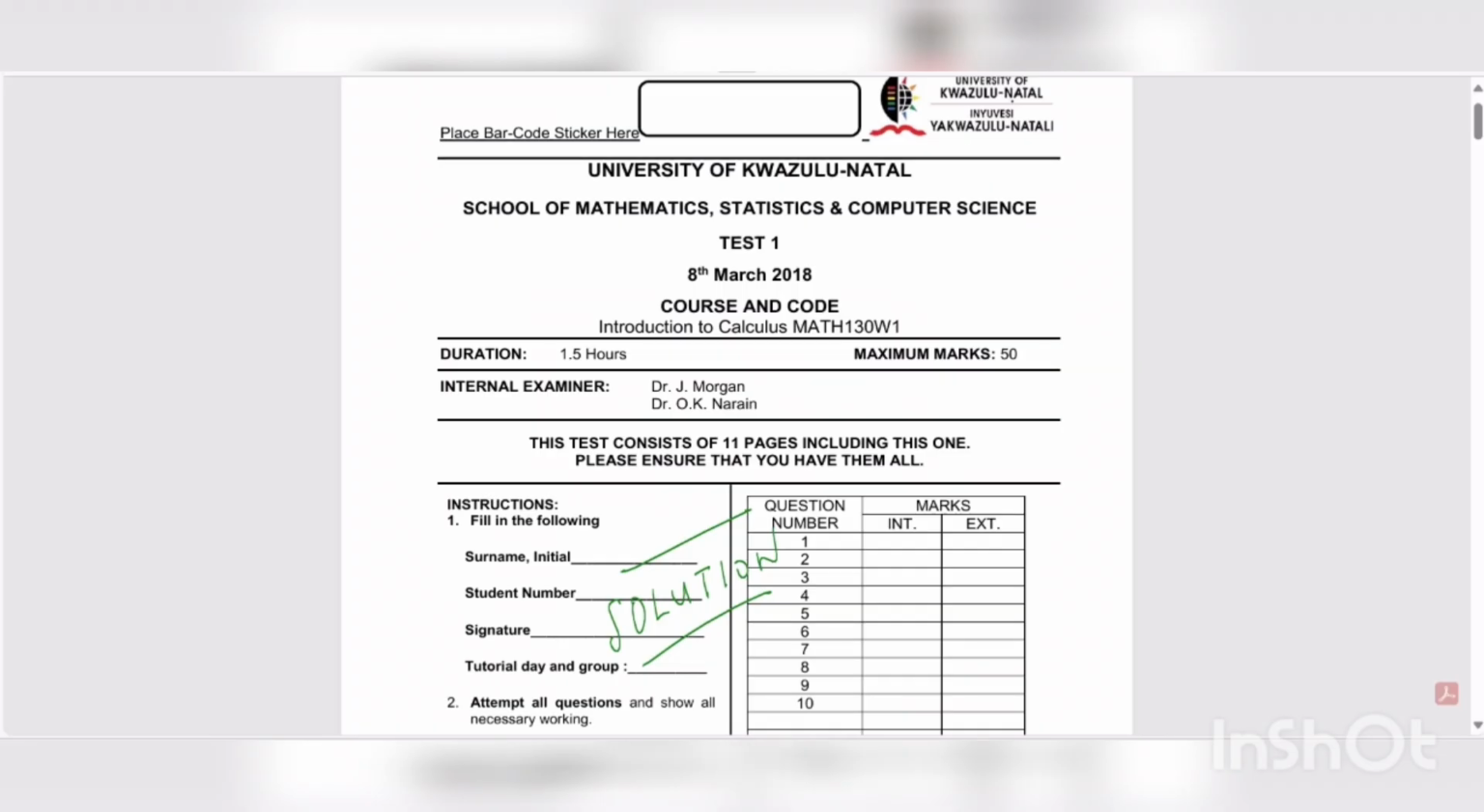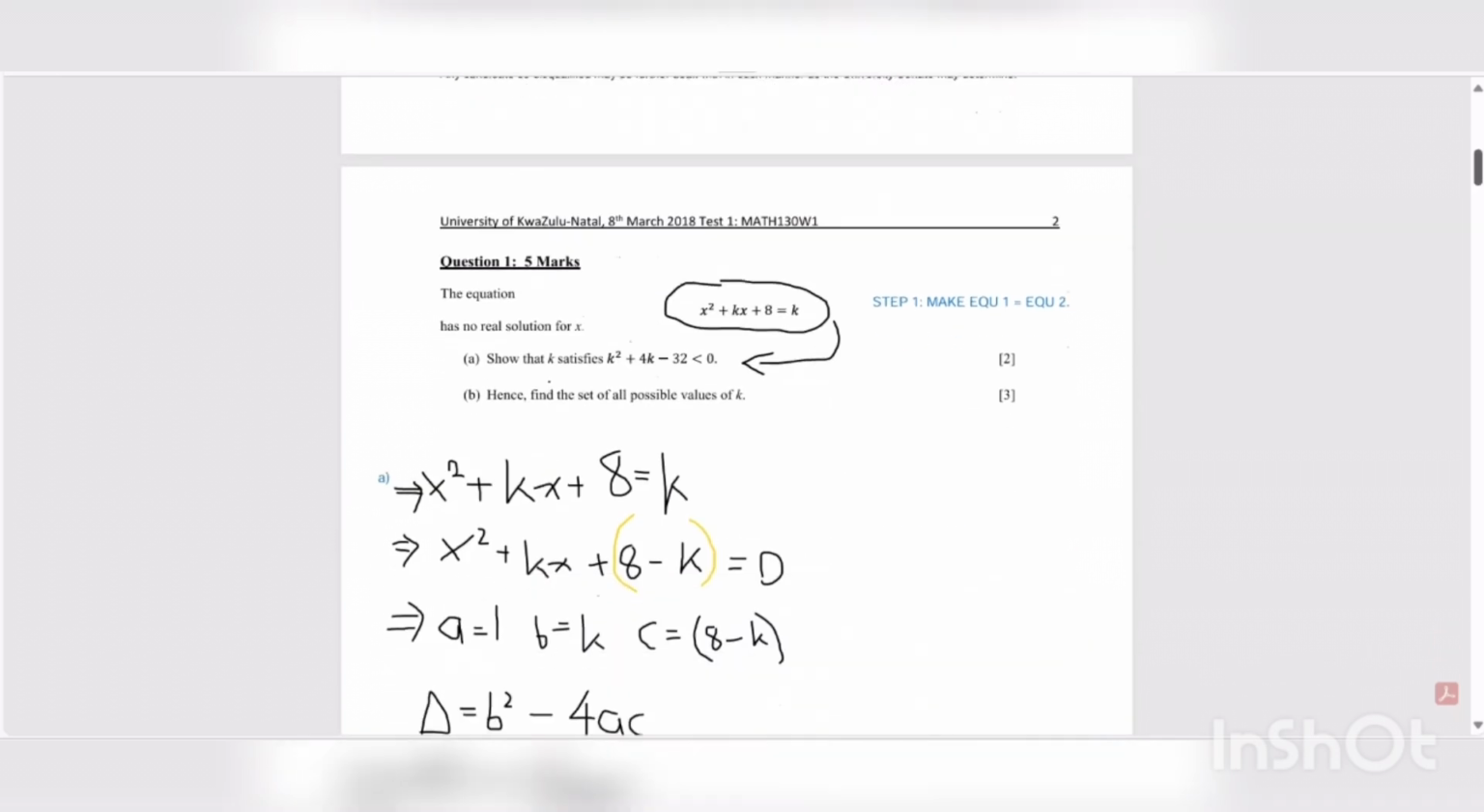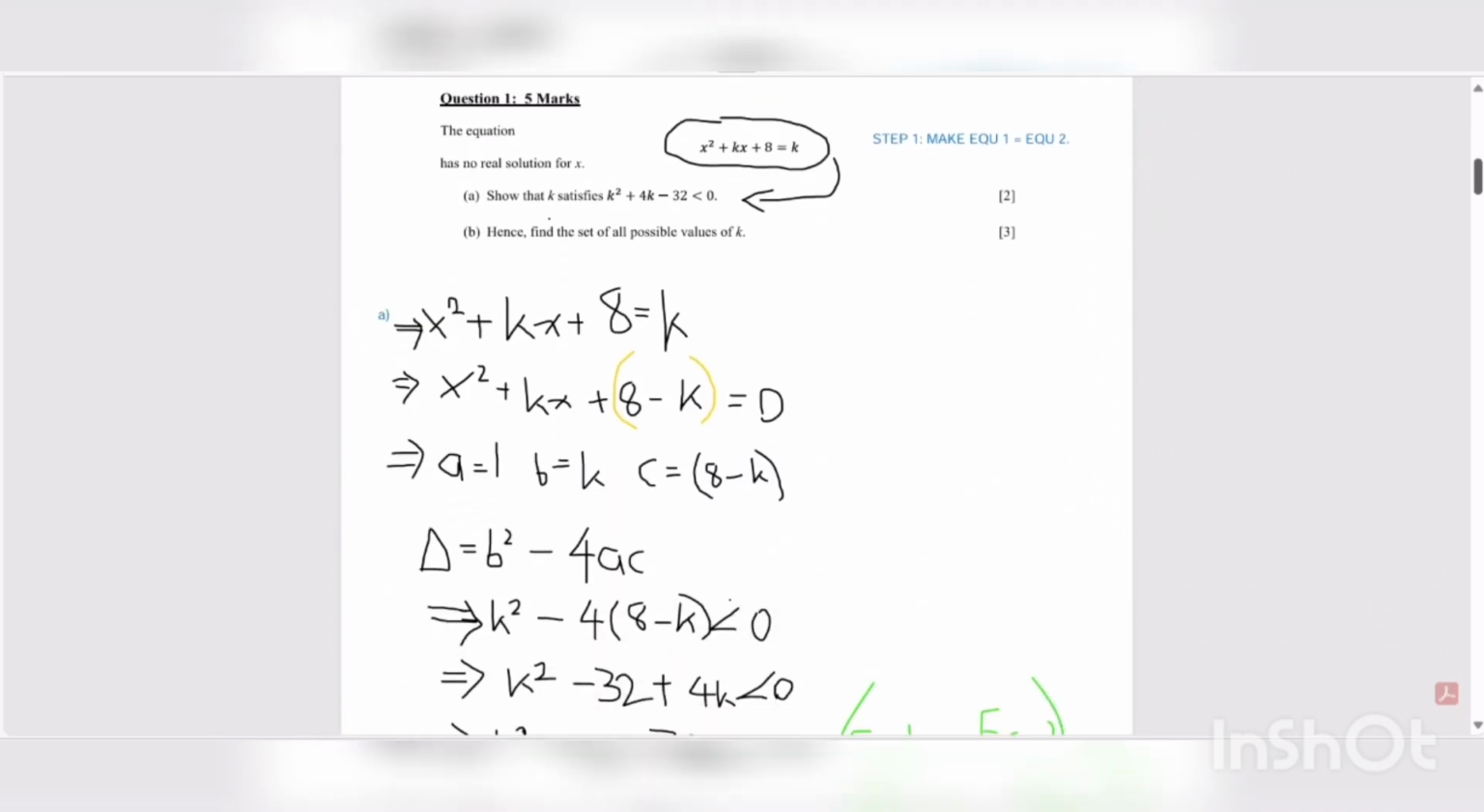Hey guys, so we just wanted to go through the 2018 paper quickly. So first of all, for question 1, you just have to show that this is the given equation, right? And they want you to prove that the first equation is equal to the second equation. And so I put up the notes here. This is equation 1 and that's equation 2.